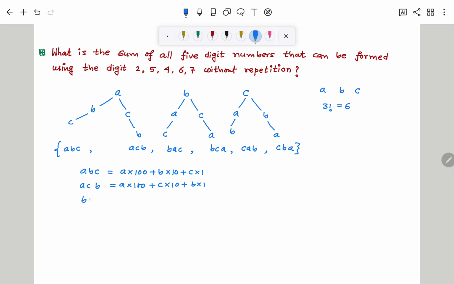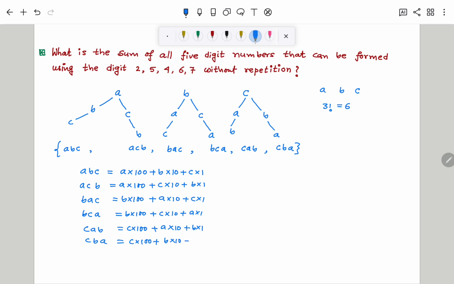So BAC, if we take it, will be B into 100 plus A into 10 plus C into 1. If we consider the next, BCA, it will be B into 100 plus C into 10 plus A into 1. Now if we take CAB, it would be C into 100 plus A into 10 plus B into 1. Now if we consider CBA, we get C into 100 plus B into 10 plus A into 1.